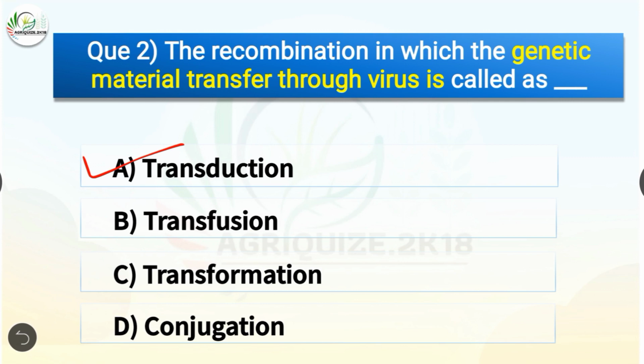Basically, in transformation, a bacterium takes up a piece of DNA floating in its environment. In transduction, DNA is accidentally moved from one bacterium to another by a virus, and in conjugation, DNA is transferred between bacteria through a tube between cells.